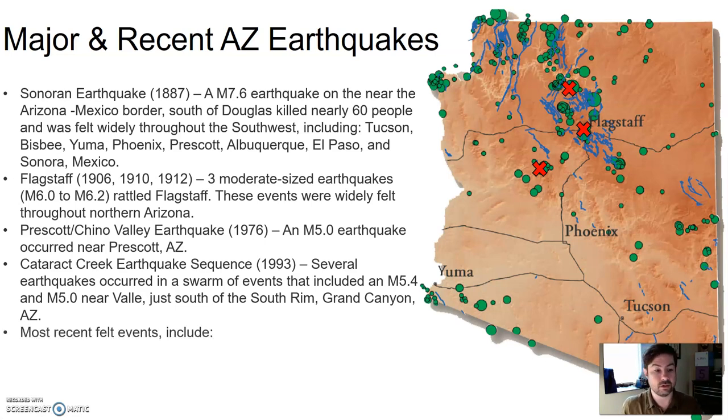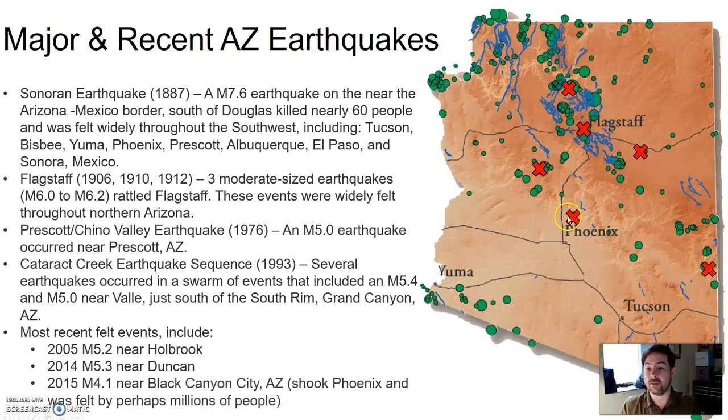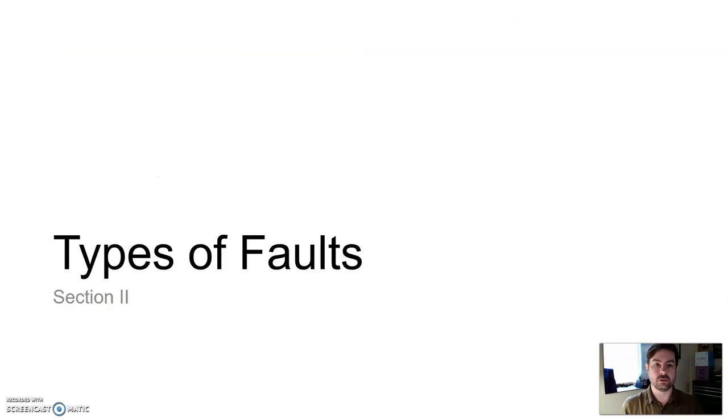And then some of the most recent felt events, not necessarily big at all, destructive, but definitely felt. So 2005 in the Holbrook area, 2014 over on the east side of Arizona near Duncan, and then in 2014, the Black Canyon City earthquake, definitely felt in Phoenix. So that wasn't too long ago, 6 years ago. All right, so more on those numbers, what they mean, but again, we do get our fair share of earthquakes here in Arizona. All right, so we're going to pause there.